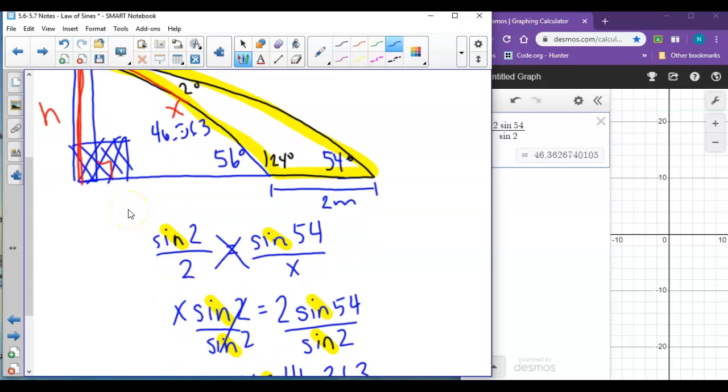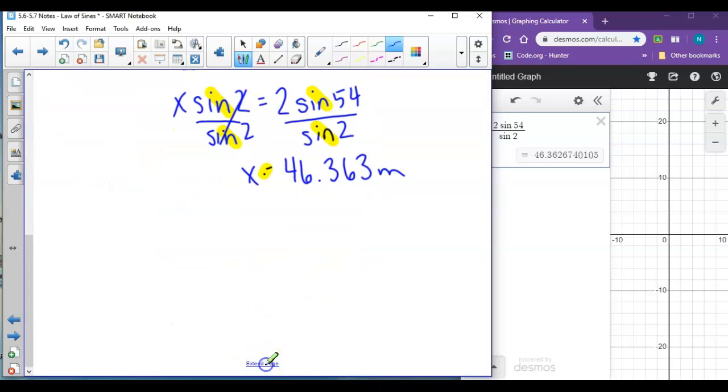We could use law of sines again. We could say sine of 56 over h equals sine of 90 over 46. Or we could just use regular trig because this is a right triangle. So I'm going to use regular trig in this case. The opposite side is h, and the hypotenuse here is x. So opposite and hypotenuse is going to be sine. So I'm going to say sine of 56 is going to equal the height divided by the x value that we just found, 46.363. And so we multiply both sides by 46.363.